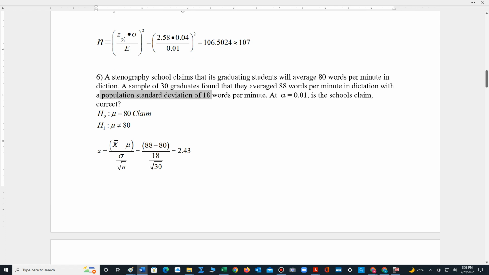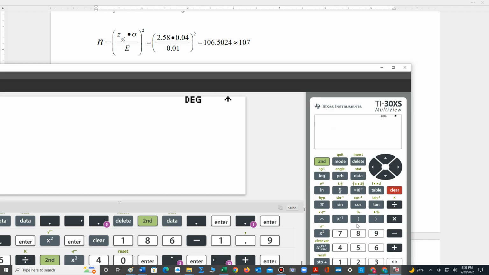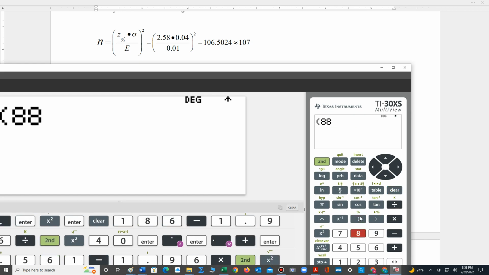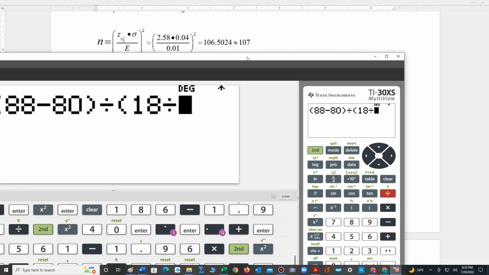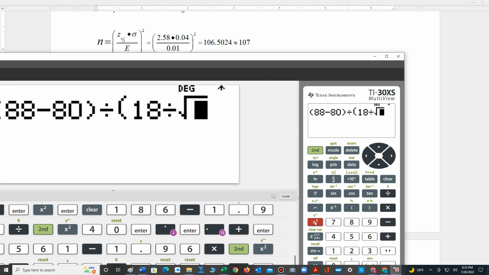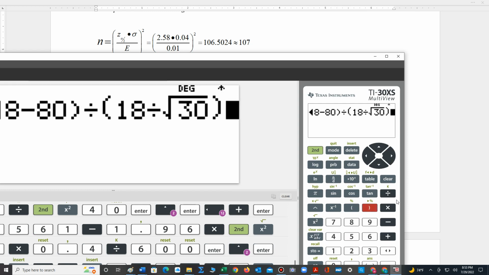So x bar, the sample mean, is 88, the population mean is 80, the standard deviation is 18, and we divide that by the square root of 30. Let's calculate that using our calculator. We use parentheses, 88 minus 80, close the parentheses, divided by, I like to use parentheses again for the standard error, that's 18 divided by the square root of 30. Close the parentheses, and then we hit enter.